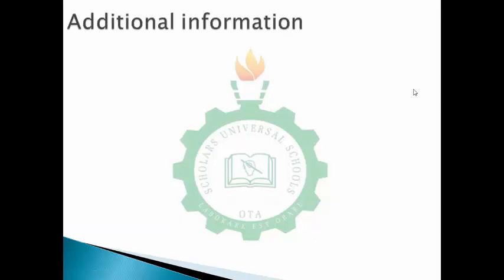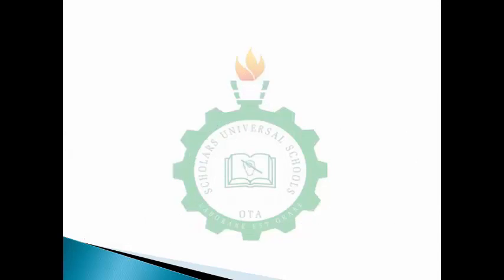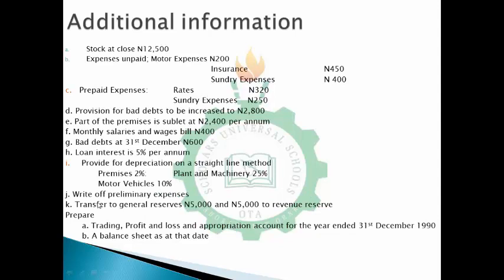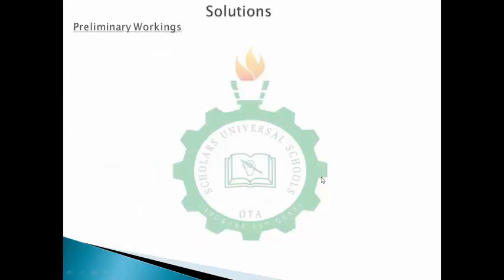Alright, so this question has an additional information section. I think we have 11 additional pieces of information that accompany this question, and we are asked to prepare the trading, profit and loss and appropriation account for the year ended 31st December 1990 and a balance sheet as at that date. Now you have to take note of some key points. Now let's start the solution.